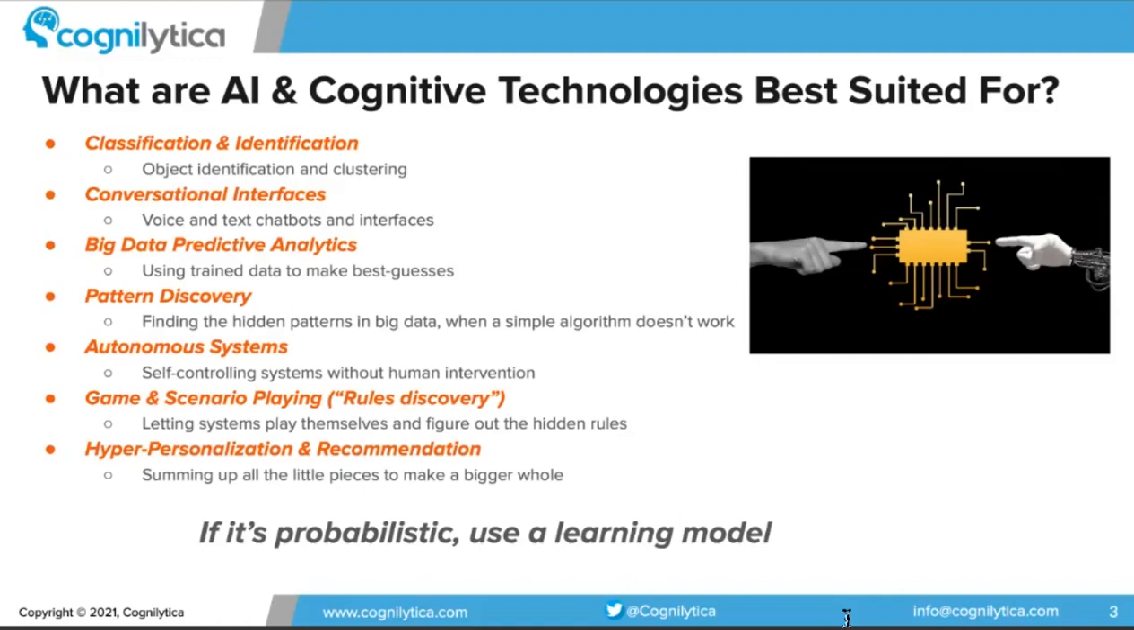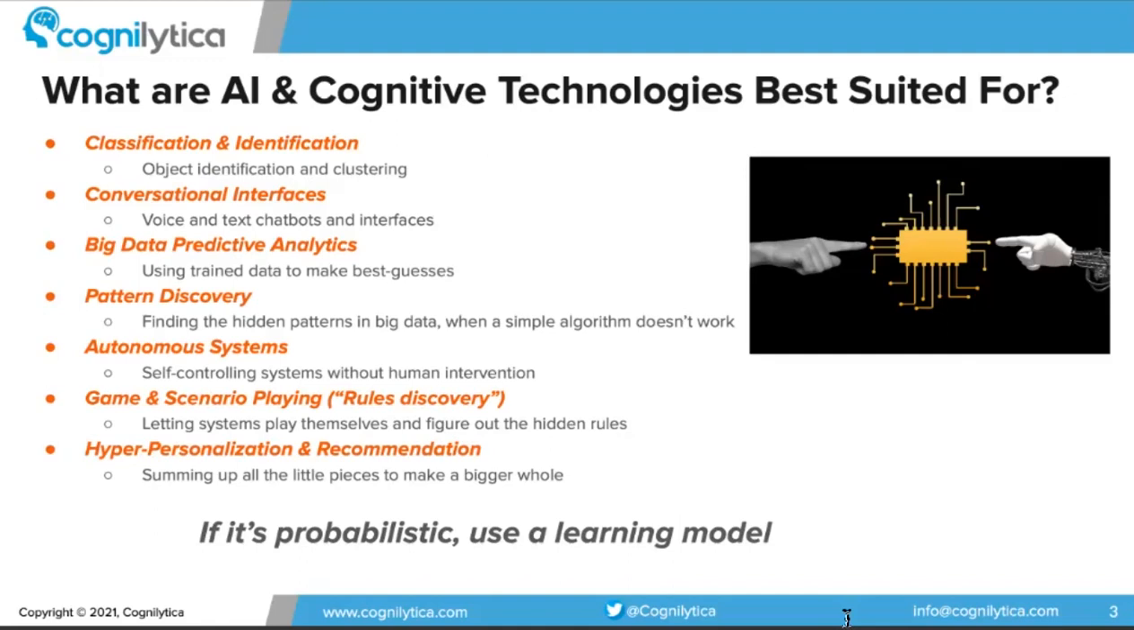What all these share in common is that we're using data to derive insights. And because of that, it's not like we're writing rules. And so we're using probability, we're using statistics. And if we can't write a rule for a system, but we need the machine to do something, then it's a good signal that AI machine learning might be a good solution for that. If it's probabilistic, which is what machine learning systems are, then we should use a learning model.